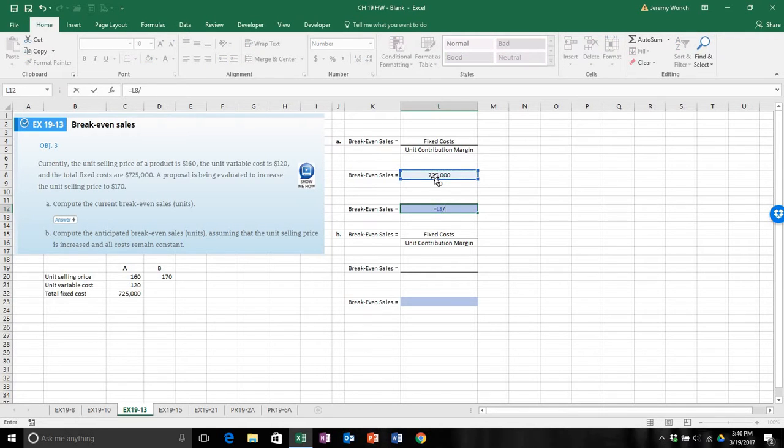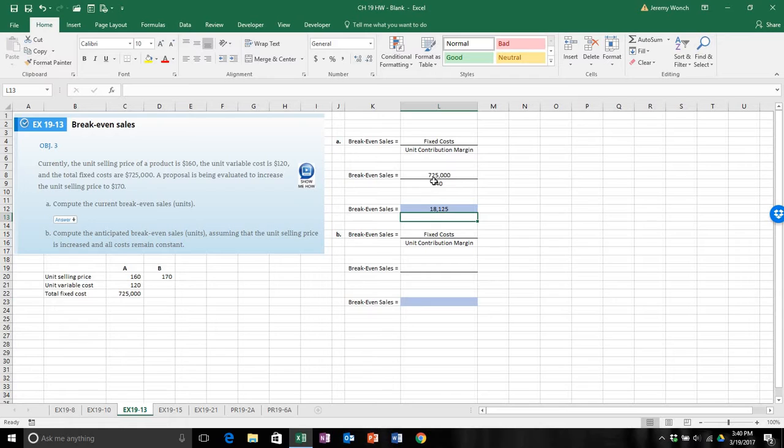Divide our fixed cost by that, and we get 18,125. So that means we have to sell 18,125 units to just break even. So if we sell 18,124, we lose money. If we sell 18,126, we make some money. So that's a really important number we want to keep our eye on.